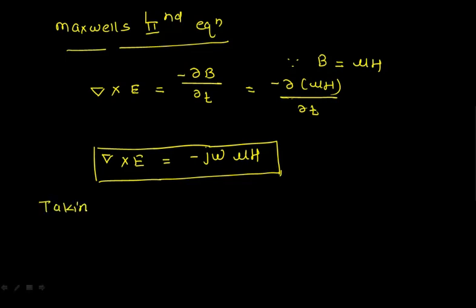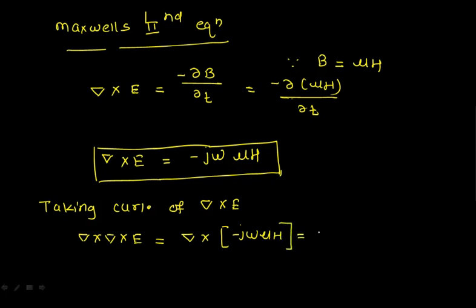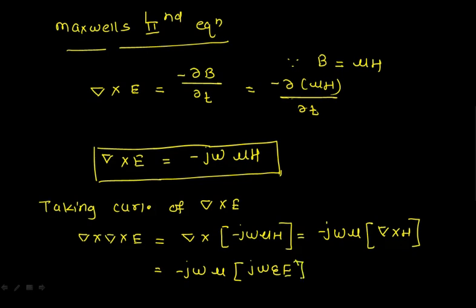If I take the curl of del cross E, curl of curl E is equal to the curl of minus j omega mu H, which will be minus j omega mu del cross H. And we have already found that del cross H is j omega epsilon E. So just put those values: minus j omega mu times j omega epsilon E. Now this j times j will become minus one, so this will become plus omega square mu epsilon E. So I can say that curl of curl E is nothing but omega square mu epsilon E.